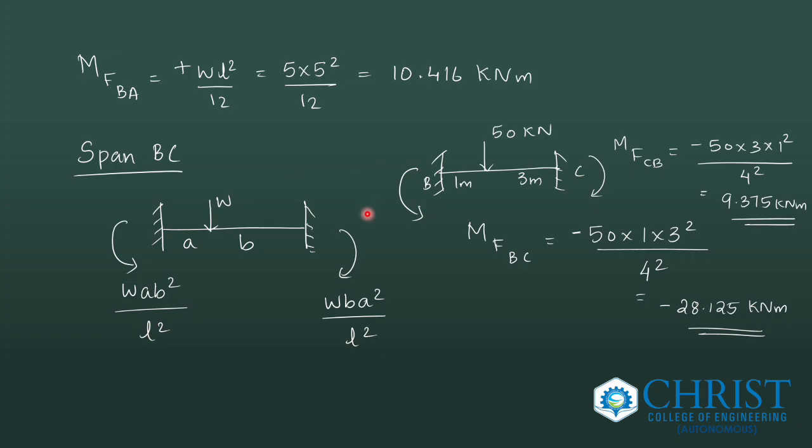And when I am checking from C to B, I will take W, that is 50 kilonewton, a concentrated load, into b into a square by L square. L is the total length, shown as MFCB. So MFCB is minus 50 into 3 into 1 square by 4 square, and MFBC is minus 50 into 1 into 3 square by 4 square. Calculating, we get two values. Now our first step, the fixed end moment, is completed.